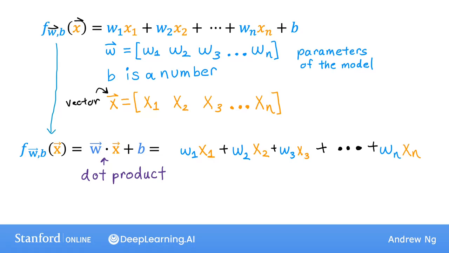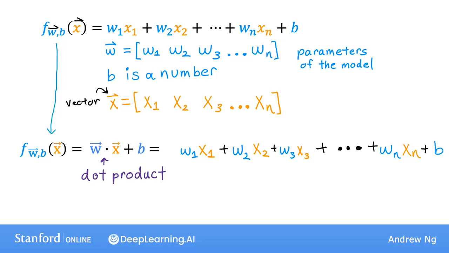Writing that out, this means that the dot product is equal to W1x1 plus W2x2 plus W3x3 plus all the way up to Wnxn. And then finally, we add back in the b on top. And you notice that this gives us exactly the same expression as we had on top. So the dot product notation lets you write the model in a more compact form with fewer characters.